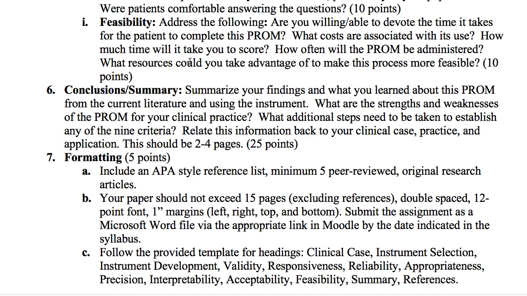What are the strengths of this PROM? What are the weaknesses of this PROM for your clinical practice? Now, if you're doing this with a partner, you both need to address this in your paper.